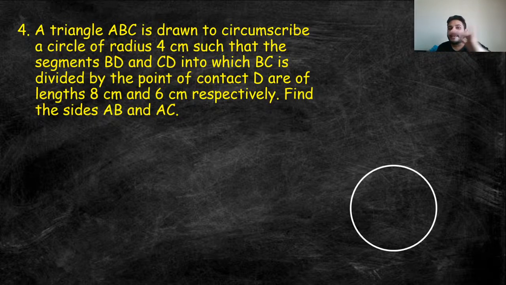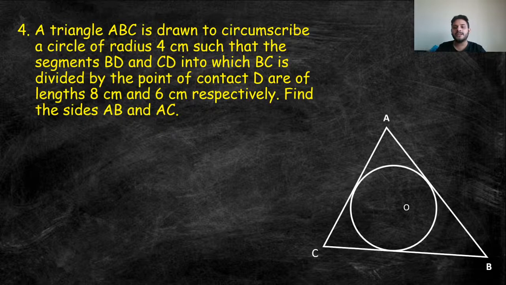A triangle ABC is drawn to circumscribe a circle of radius 4 cm such that the segments BD and CD, into which BC is divided by the point of contact D, are of lengths 8 cm and 6 cm respectively. Find the sides of AB and AC. Now this is the question.